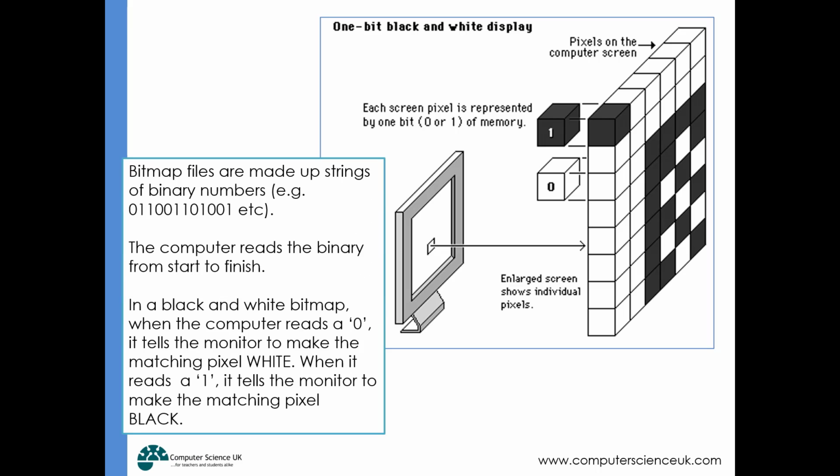Bitmap files are made up of strings of binary numbers, as we just saw on that last slide. The computer will read the binary numbers in that file, and in a 1-bit image, it will look at each binary digit in turn. In a black and white bitmap, when the computer reads a 0, it will tell the monitor to make that matching pixel white. And then it will move on to the next digit in that binary file. And if it reads a 1, it tells the monitor to make the next pixel on the screen black. And so on and so forth until an image is created.